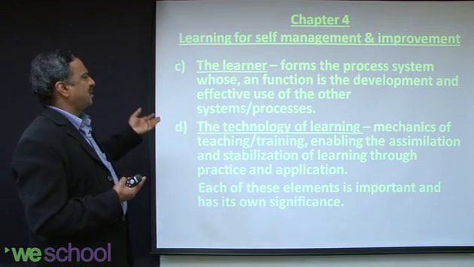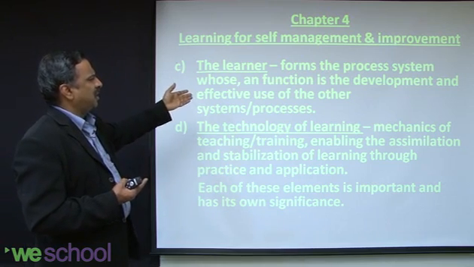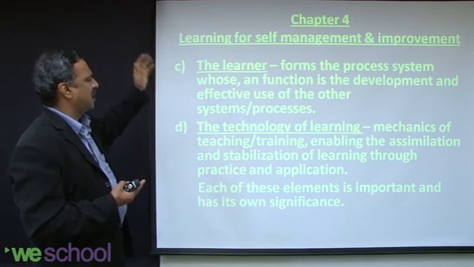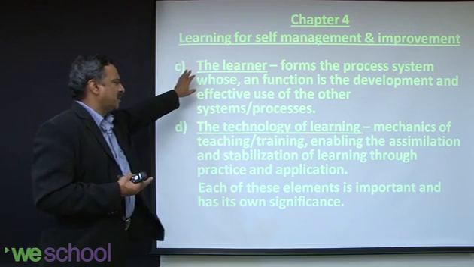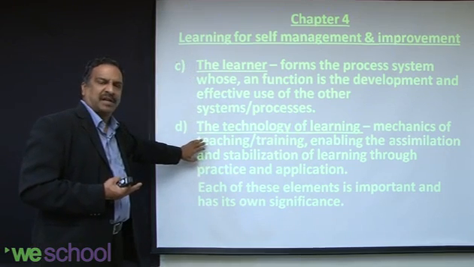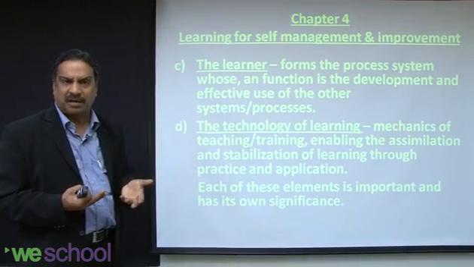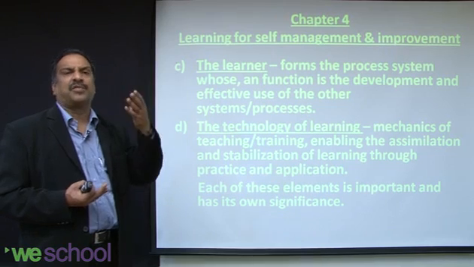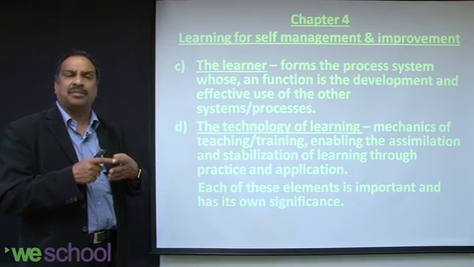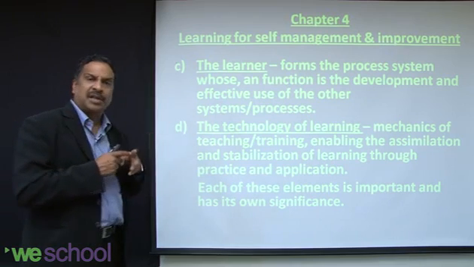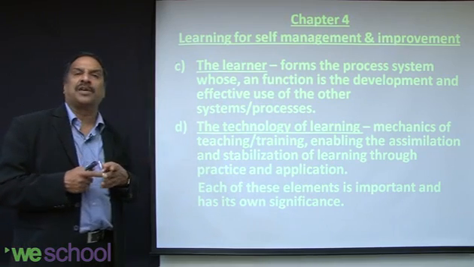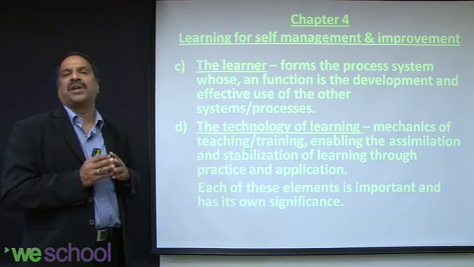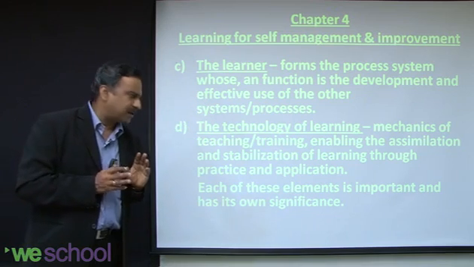You form a process system whose function is the development and effective use of the other systems and processes. This learner uses the technology of learning which comes later, the institution which is Welingkar, the training system, and the trainer's inputs. There are 4 things. One is the trainer or the teacher, the organization, the learner, that is you, and finally the technology of learning. Right now it is video learning, right? So these 4 come together and they become effective in this model of learning. Okay, friends?